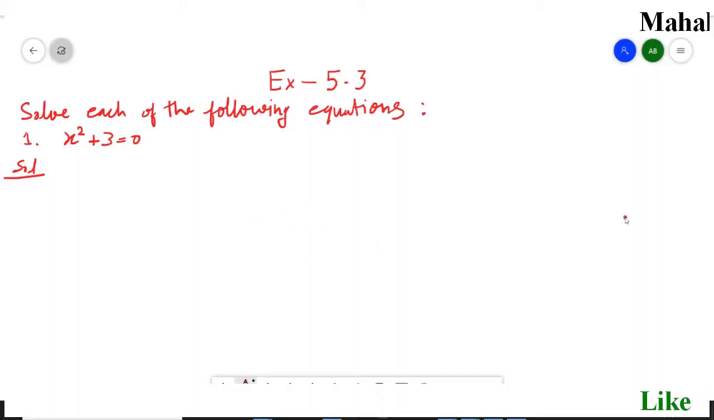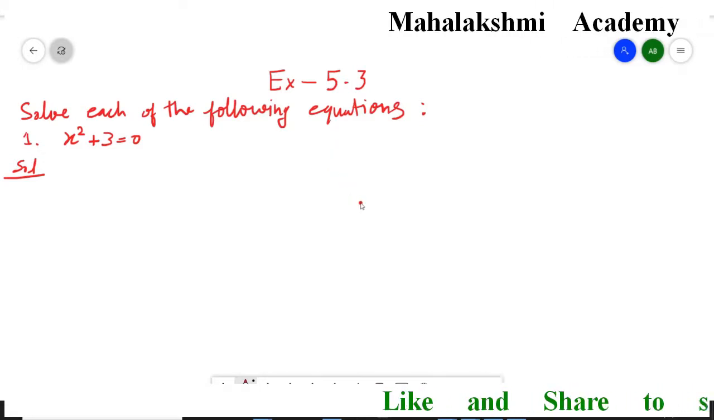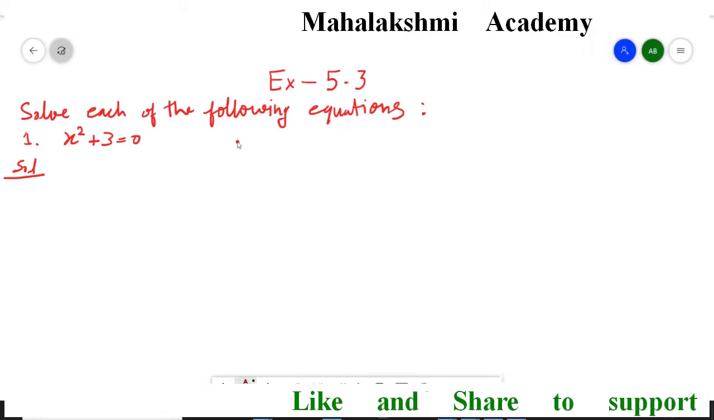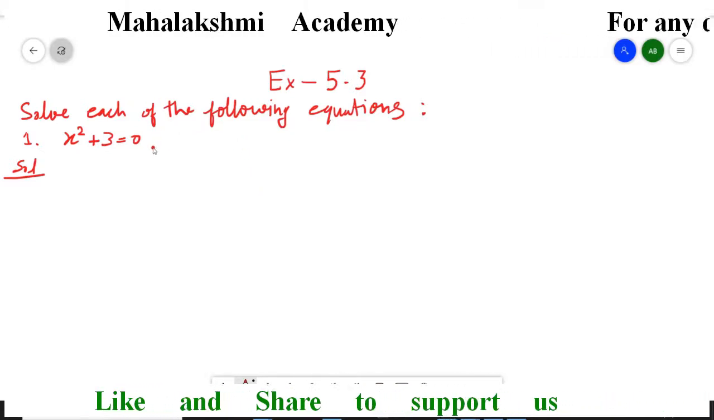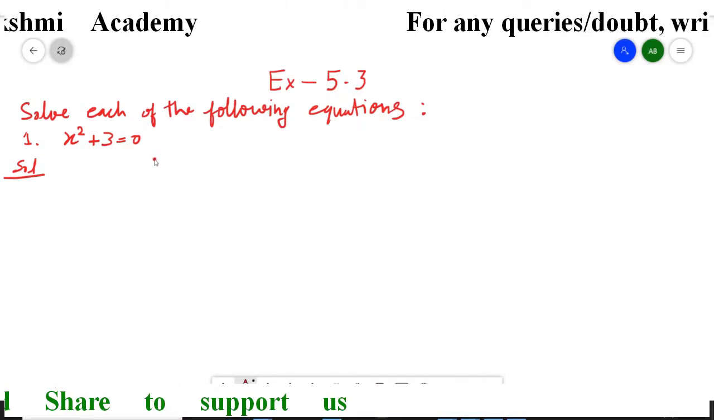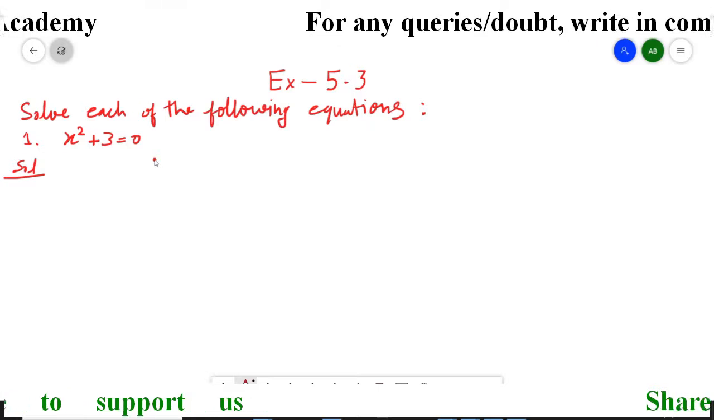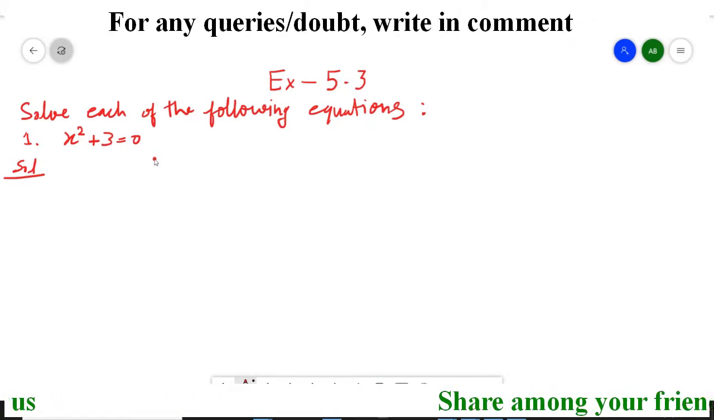Everyone, I am going to explain question number 1 first from exercise 5.3. This question belongs to 11th class maths. In this question we are given a quadratic equation, and we have to solve it. Mainly, the first step in a quadratic equation is to find the discriminant and check whether we will get real roots or imaginary roots.